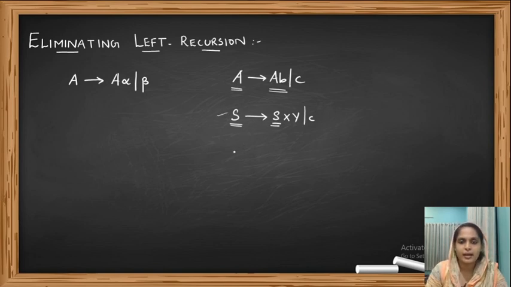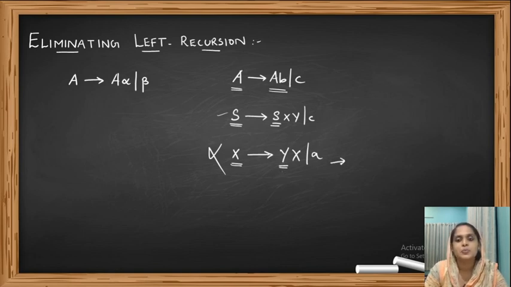Again, let's consider another production. X produces Y X bar A. Just have a look at this production and say whether it is left recursive or not. This production is not left recursive because the left hand side of the production is the variable X, but the right hand side starts with the variable Y. It doesn't start with X. Hence, we can say that this production is not left recursive.